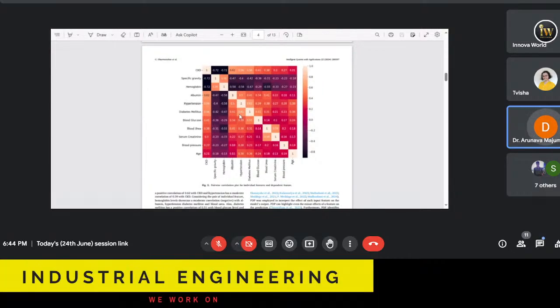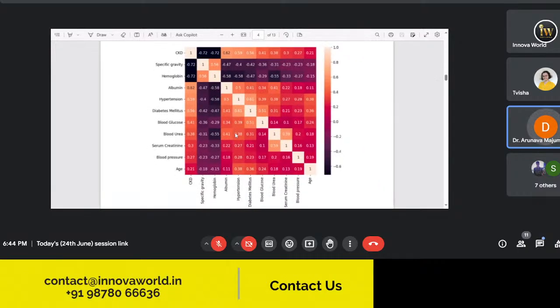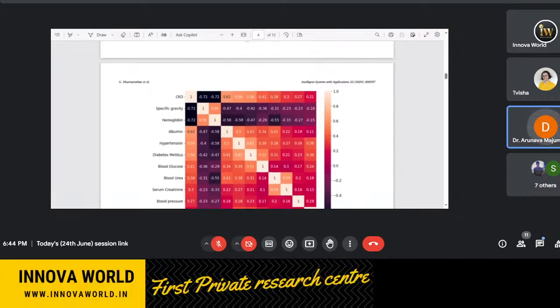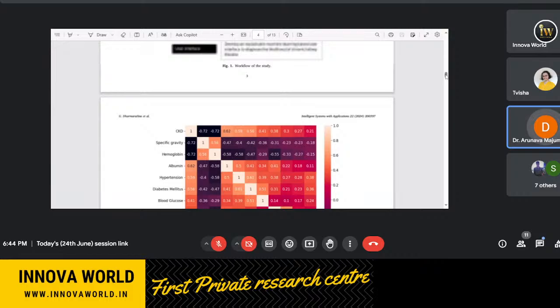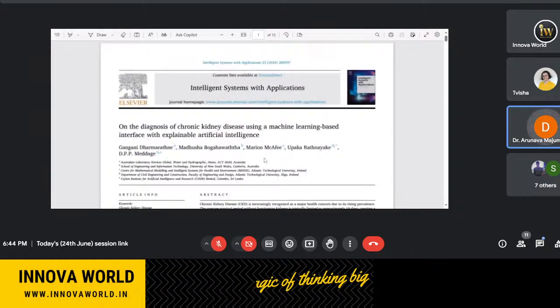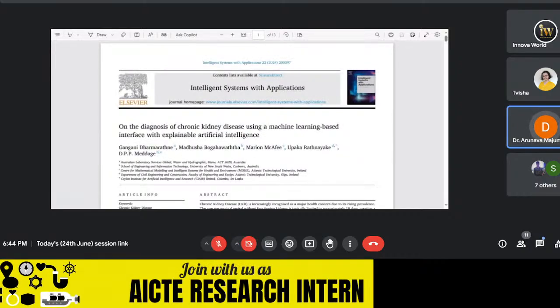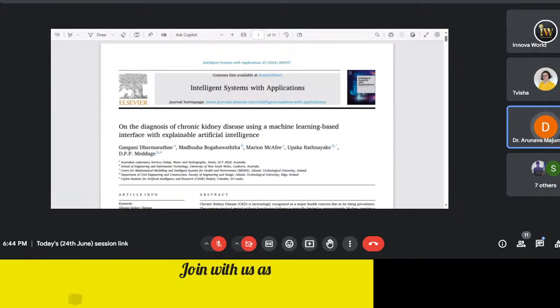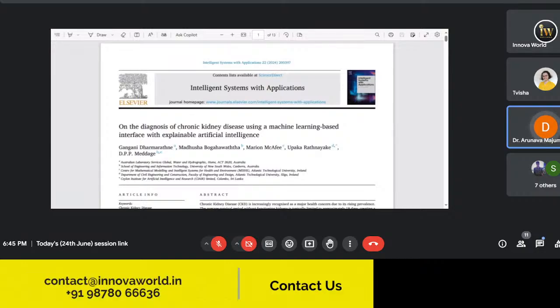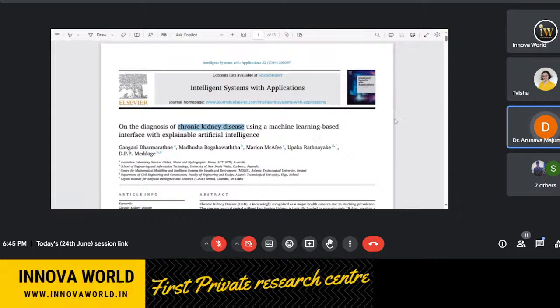First, this is called, it is not a confusion matrix. This is a correlation matrix. Okay. So the dataset used here, let me show the name of the paper. This dataset is used in the paper on diagnosis of chronic kidney disease using a machine learning based interface with explainable artificial intelligence. Okay, so the dataset is for chronic kidney disease, and chronic kidney disease means the outcome variable is a yes/no binary outcome.